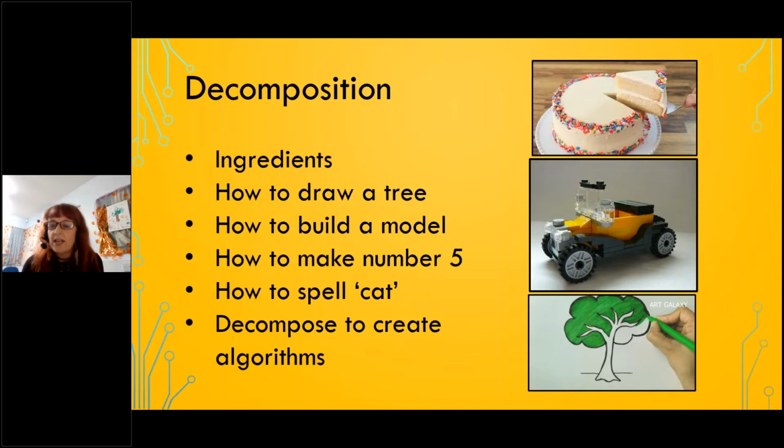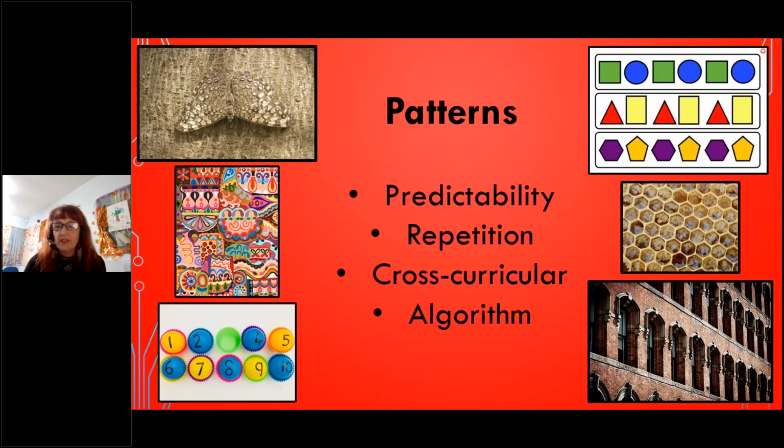So again, if you put that Lego together in exactly the same way every single time, it will always create that vehicle. And if you draw that tree using the same pencil and you put the same marks down on that paper every single time, you will always have that same tree. And then when you look at patterns, predictability, repetition, it's all very cross-curricular. And again, it's creating the algorithm.